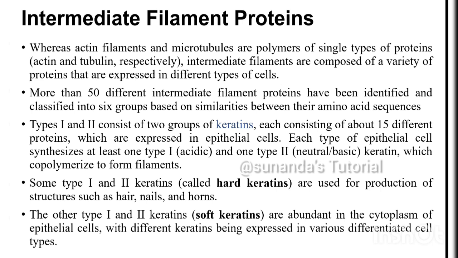So we have type 1 to type 6 intermediate filaments. Type 1 and type 2 consist of two groups of keratins. Type 1 is called hard keratin. Next, some are soft keratins. The hard keratins are used for the production of hair, nails and horns in animals. Soft keratins are abundant in the cytoplasm of epithelial cells, with different keratins being expressed in different types of cells.